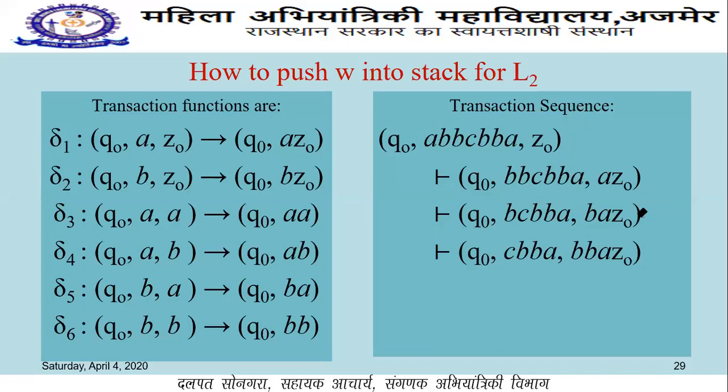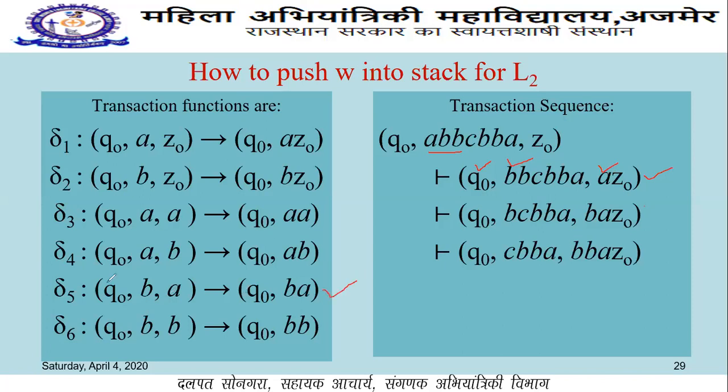Now we reach our next transition sequence, that is this. This is our current scenario over the pushdown automata. The machine is in state Q0 and it reads B over the input tape, and the top element of the stack is A. Because this B is an element of W, we have to push this B into the stack also. So we use delta 5 for this.